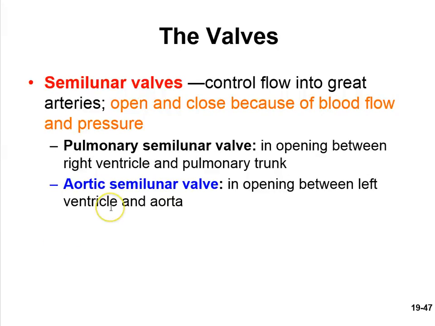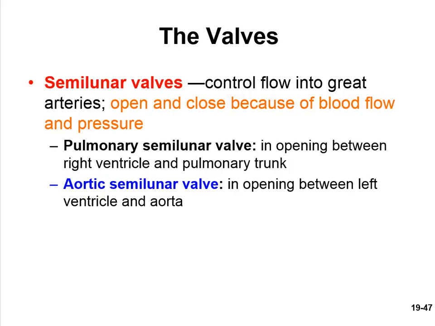The other valves are called the semilunar valves, and these are the valves that control the flow into the big arteries like the aorta, which would be coming off of the left ventricle, and the pulmonary artery that comes off the right ventricle.